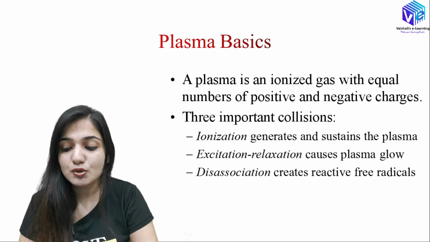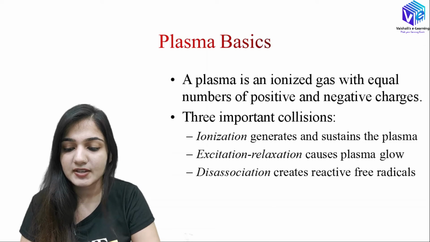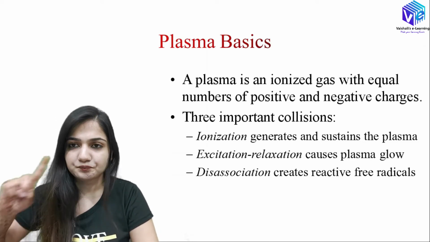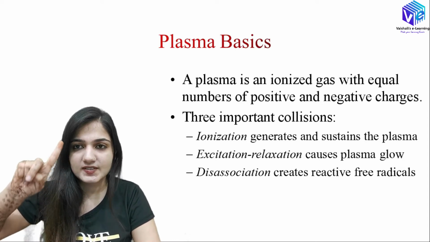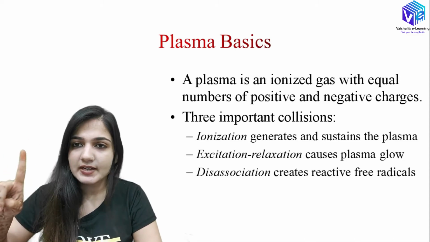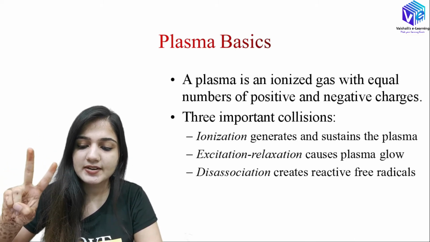Then we have the dissociation. The third part is dissociation. After the collision, we will have the dissociation, which creates the reactive free radicals. After the collision, first is ionization, which contains the positive and negative ions and generates the plasma. After that, we have excitation and relaxation.